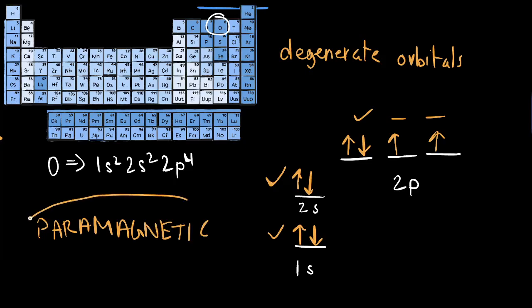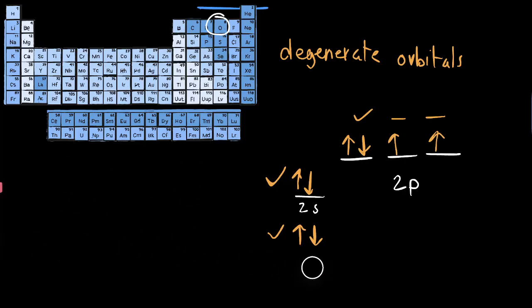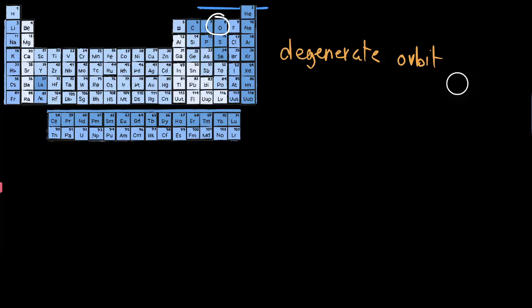Paramagnetic. It is that simple, and this here is going to be our answer. All right, now let's just look at a couple more examples of this idea. So we've now found out whether oxygen is paramagnetic or diamagnetic. Let's move on to see if neon is paramagnetic or diamagnetic. So neon is over here.